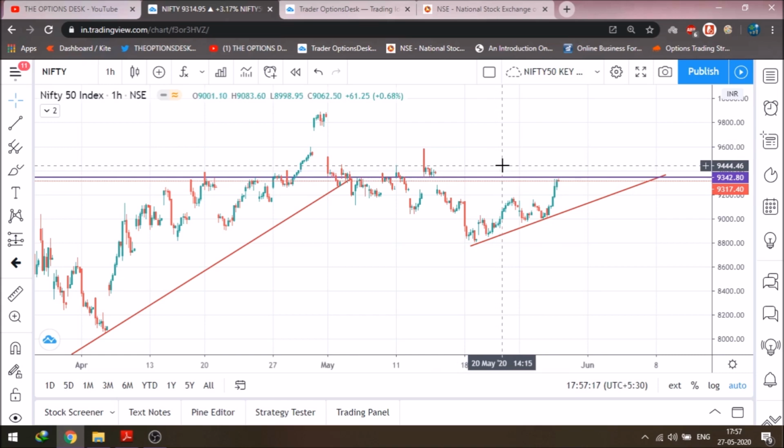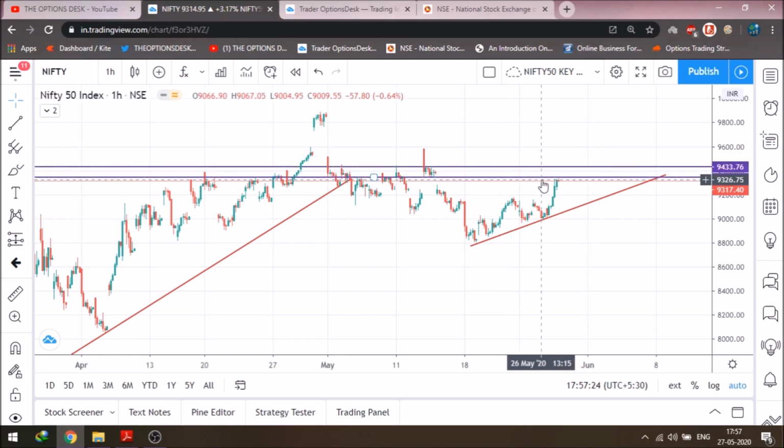So now what higher levels can we expect? This is the level that I'm expecting, that is a 100-point rally in the Nifty 50. If the high of today is broken, we can definitely expect a 100-point rally, but as tomorrow is expiry, the market can be volatile, and I request everyone to stay cautious about it.